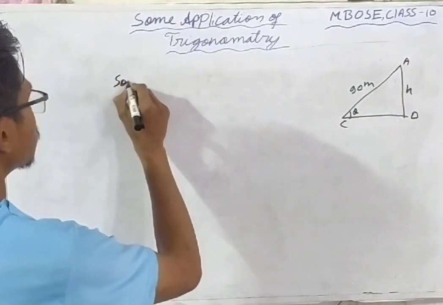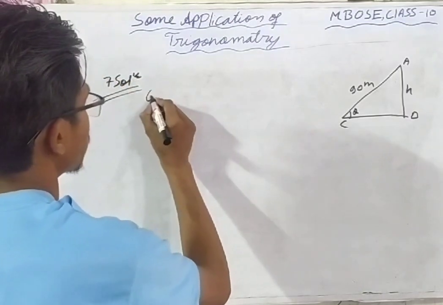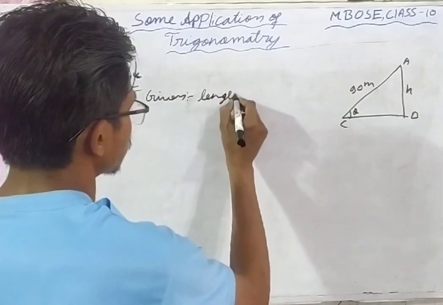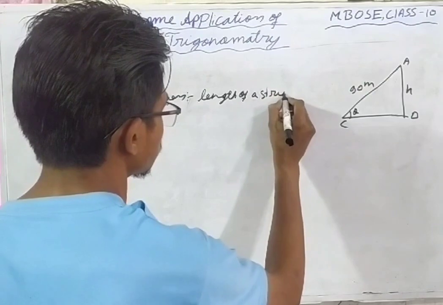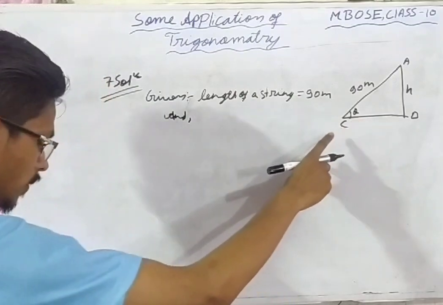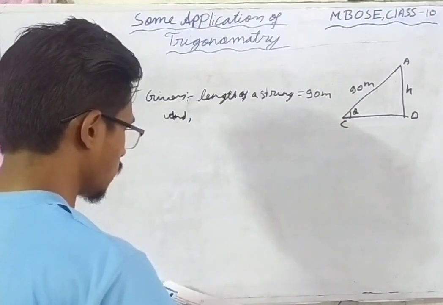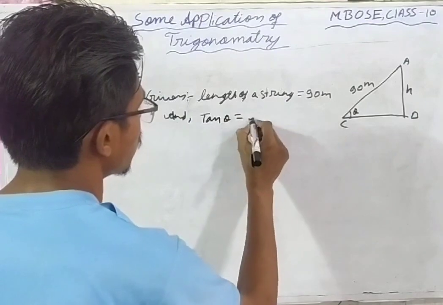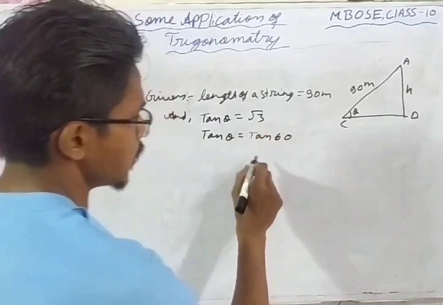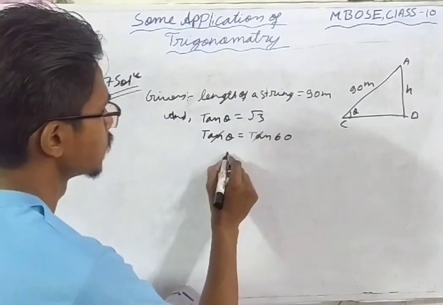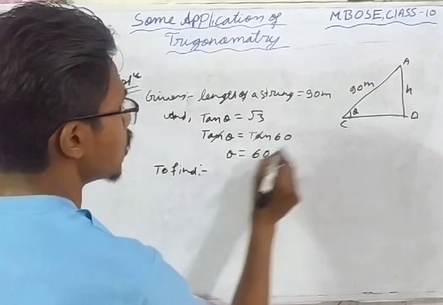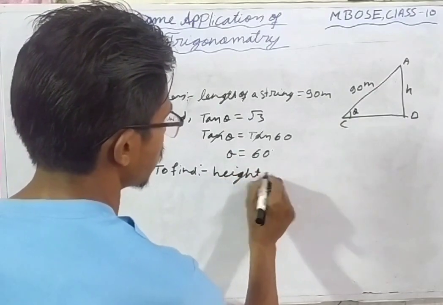This one I'll write as A, B and C. We are doing question number 7. What is given here? That thing we have to write here. Given: the length of the string is equal to 90 meter, and what other thing is given? Theta is not given, but we can find out theta. Here in the question it is given that tan theta is equal to root 3. With the help of this we can find out theta. Tan 60 degree is root 3. So tan gets cancelled, theta is equal to 60 degree. To find, we have to find the height of the kite.